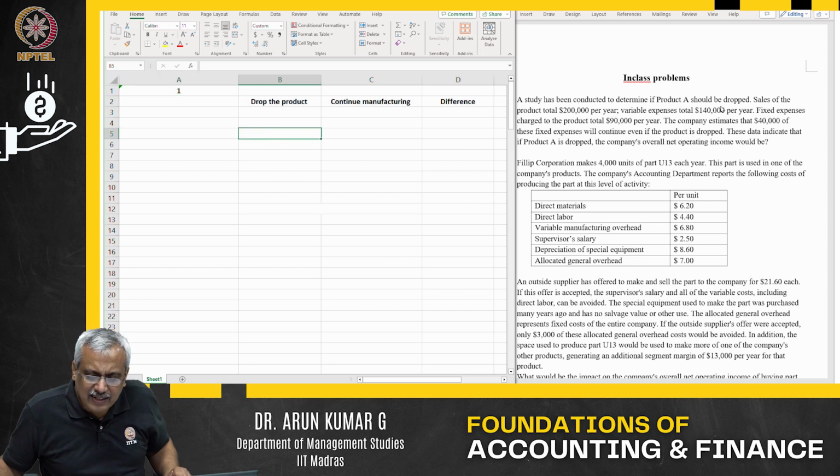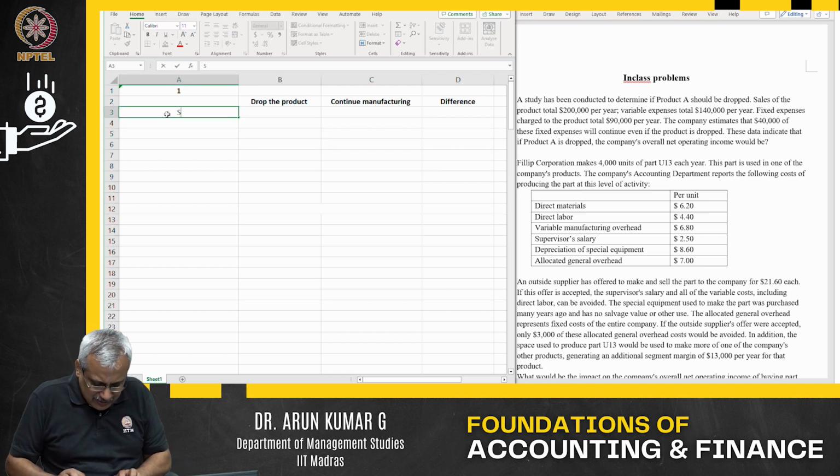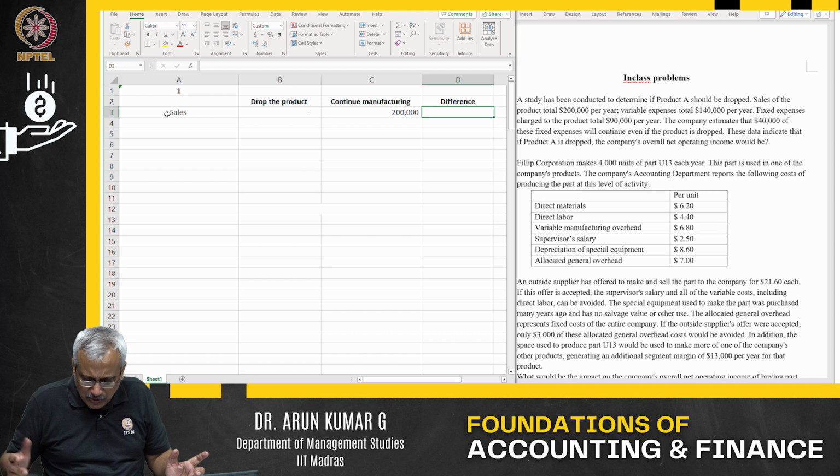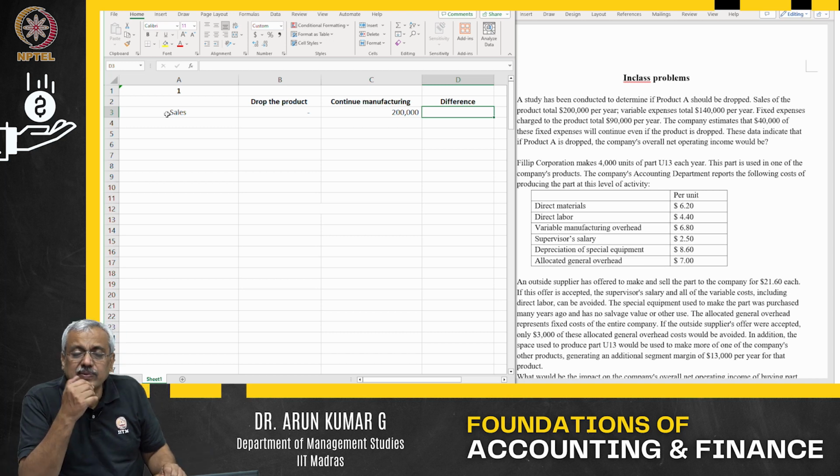Let us say the sales of the product is about 2 lakh per year out there. Let us say what is the profit it makes, the sales of the product out here. If you drop the product, there is nothing out there. If you manufacture the product, sales is about 2 lakhs out there. What is the difference? Difference is going to be 2 lakhs. Let's keep that aside.